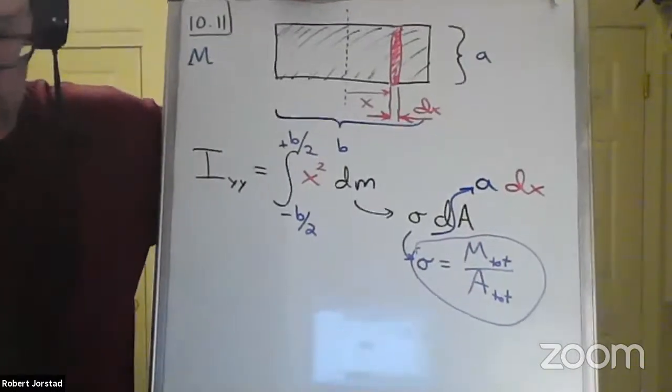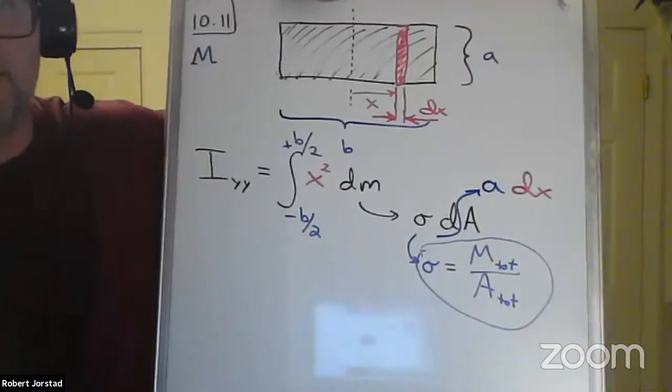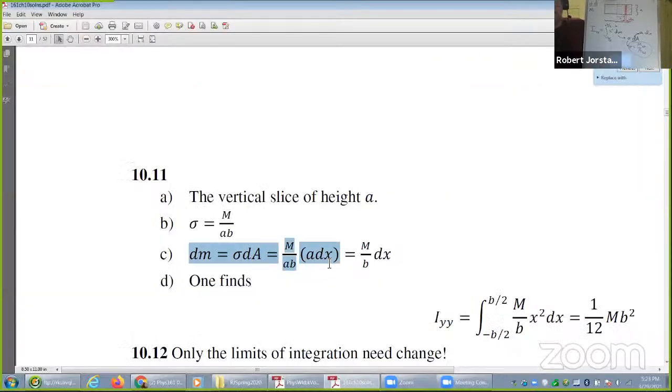Let's see what else I wanted to say. Okay, there's dm. Hopefully that makes sense. Ooh, one of the a's drops out. That's cool. I think that was the thing. And so now we're going to integrate this. At first you might not see it, but remember, we're integrating x squared. These are constants. They pop out.